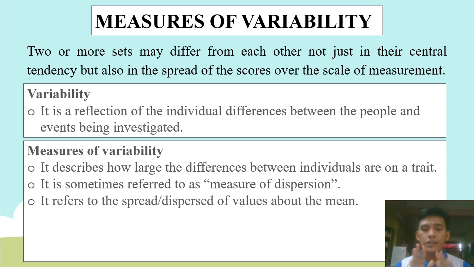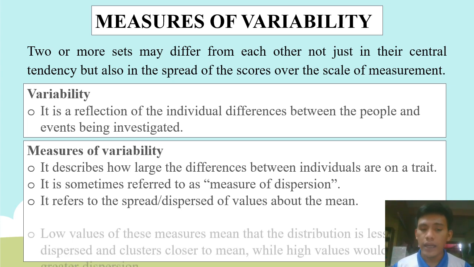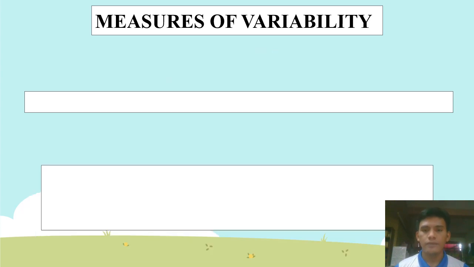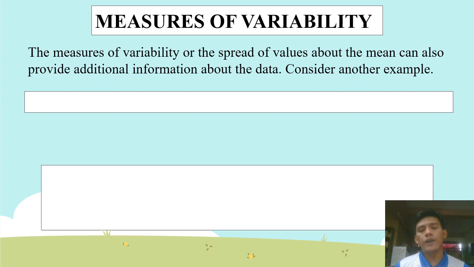It refers to the spread or dispersion of values about the mean. Low values of these measures mean that the distribution is less dispersed and clusters closer to the mean, while high values mean greater dispersion. The measures of variability, or the spread of values about the mean, can also provide additional information about the data.